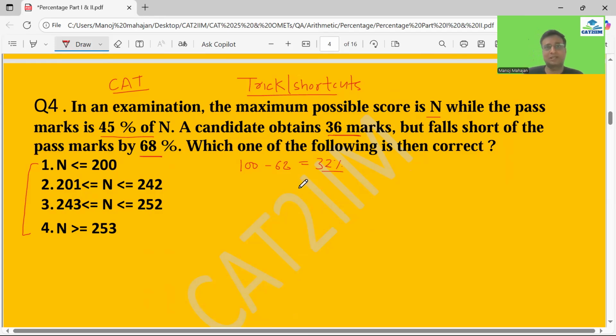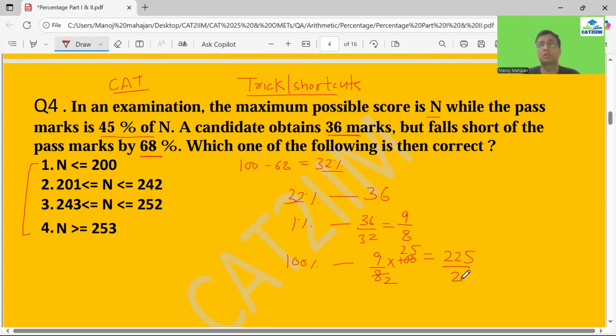So let's understand that 32% of the pass marks, I'm just using the unitary method out here, is equivalent to 36. So the first step is going to give us the pass mark. So what is 1% of the pass mark? That is 36 by 32. If I simplify further, this would be nothing but 9 by 8. So 100% of the pass marks will give me the pass mark. So 9 by 8 into 100. Let me simplify this. 4 2 times, this is 25 times. So what I get is 225 upon 2. This is not the value of n. This is the value of the pass marks.